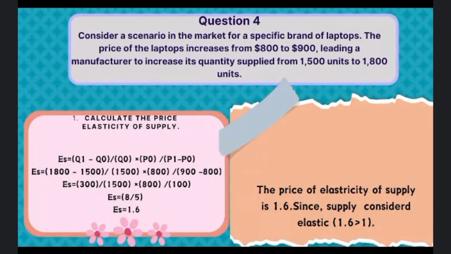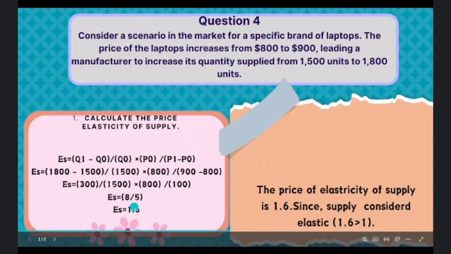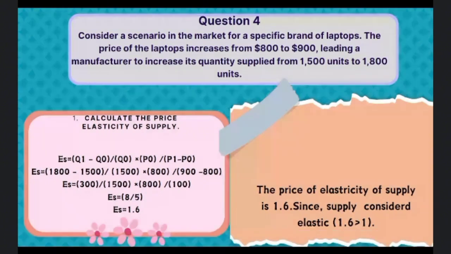To answer the question, we just plug in the numbers into the formula, and we get elasticity of supply equal to 1.6, and the conclusion is the price elasticity of supply is 1.6, so supply is considered elastic, because 1.6 is more than 1.